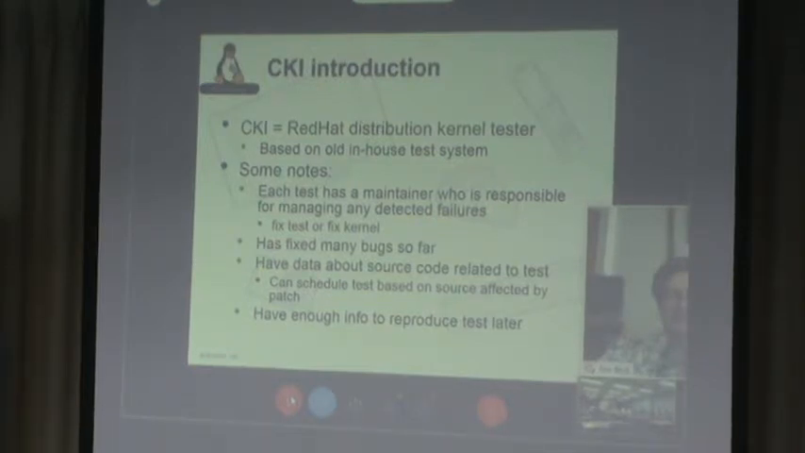One of the things that was really interesting is that for each of their tests, they have a description of the source code that's related to that test. So that allows them to schedule a test based on the source affected by a patch. So for instance, a patch comes into the Linux kernel, and say it affects the networking subsystem. Well, they can actually identify what pieces of software that patch touches, and then go look at their tests and say, well, we only need to run these tests because these tests are the ones that cover that piece of software. I think they're the only system I've seen that can do this. And so that allows them to do much more intelligent scheduling of tests, which is important if you want to test at scale. And they have enough information to reproduce the test later, which is another nice feature.